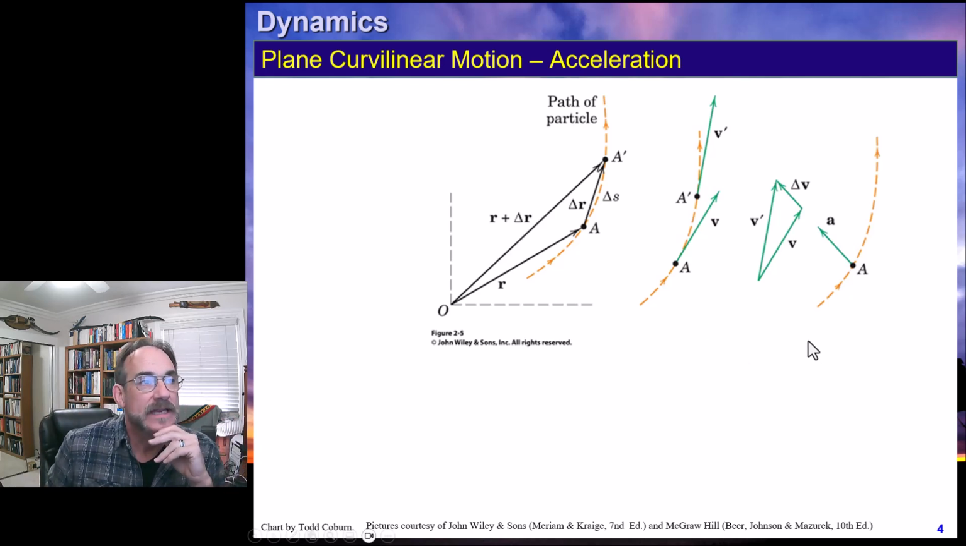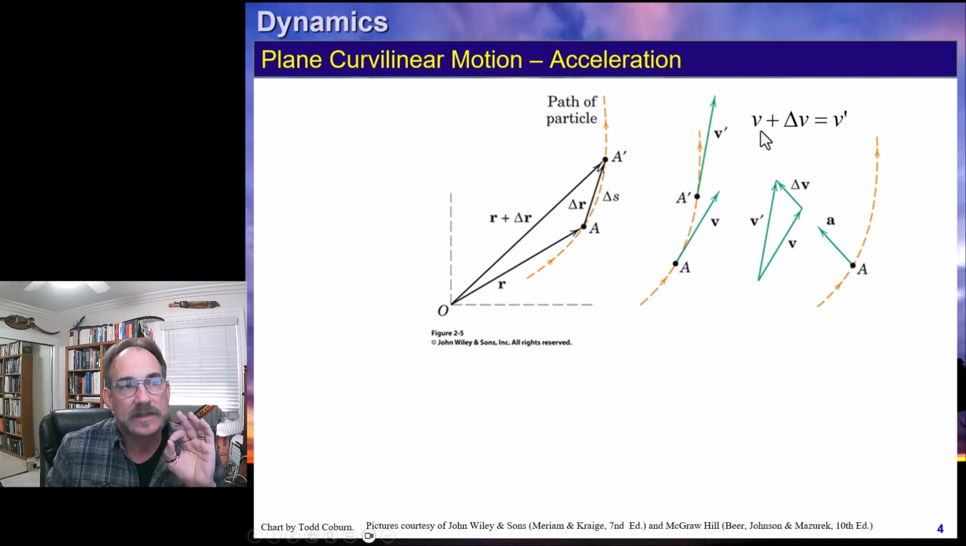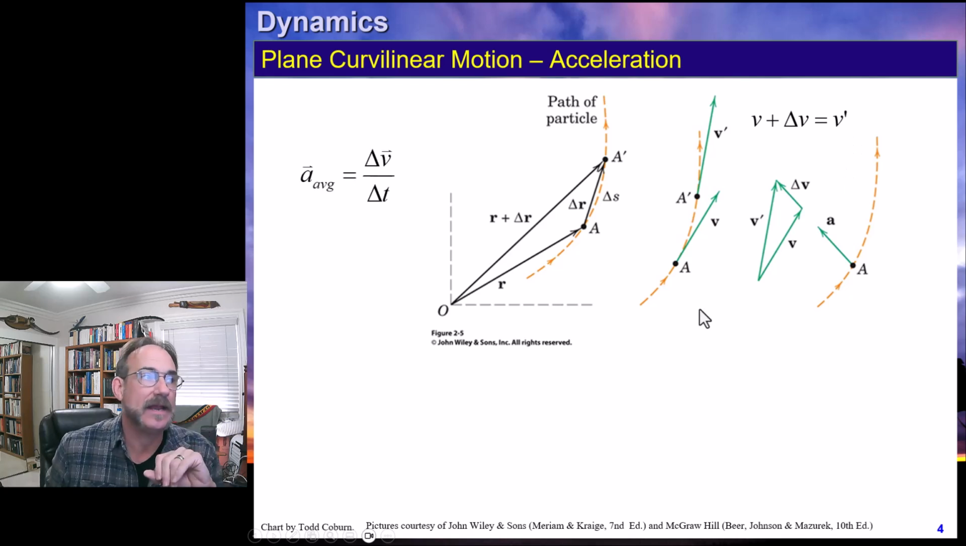Okay, so these are our basic ideas. We know that the velocity plus the change in velocity is the new velocity, v prime at A prime.